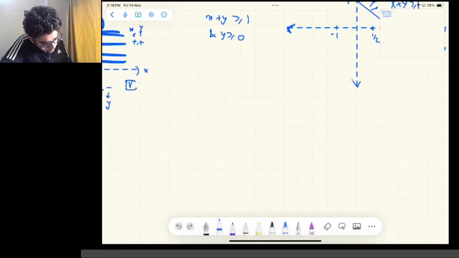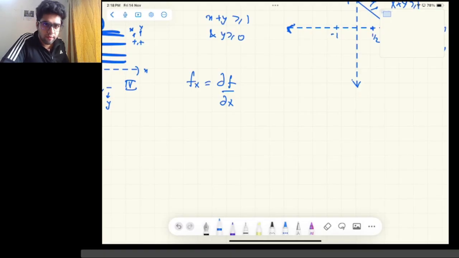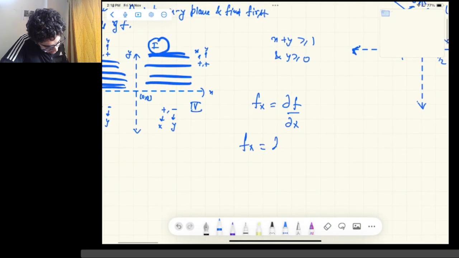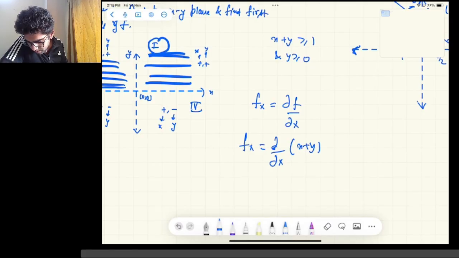So what is the formula for the first order partial of f? It is del f by del x, right? So we need to find the partial derivative of the function f with respect to x. The function given to us is x plus y, e to the power minus (x plus y) square divided by 4.